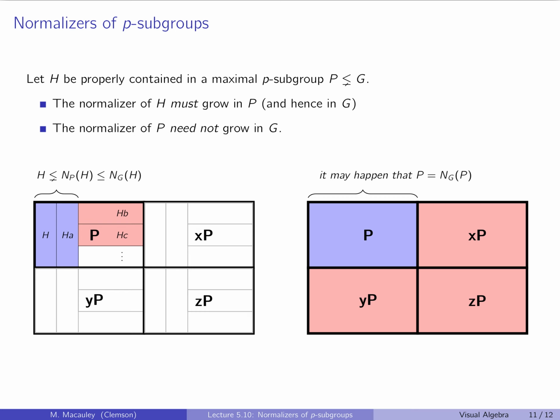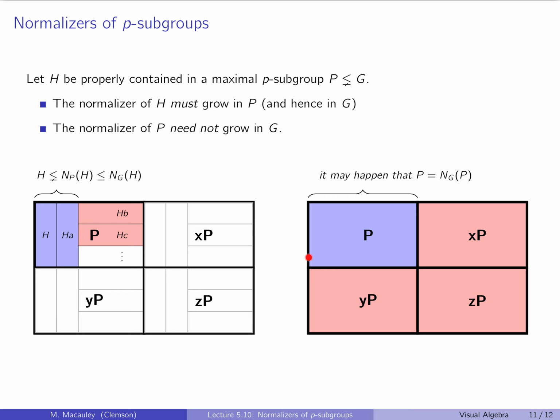Here's one more picture that I want to show you. I don't know if this helps or not. So suppose a subgroup H here is properly contained in a maximal p subgroup. So the order of H is a power of p, and this is contained in a larger p subgroup, and there's cosets of that. Then the normalizer of H must grow in P. So that means that if there's at least one other blue coset inside of P, but the normalizer of P does not have to grow.